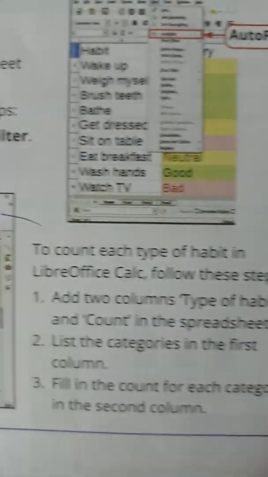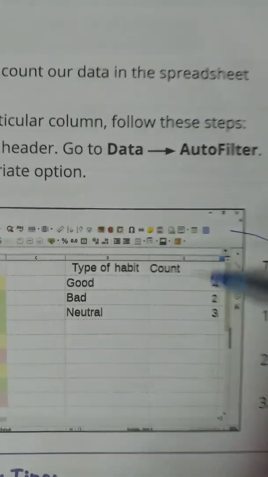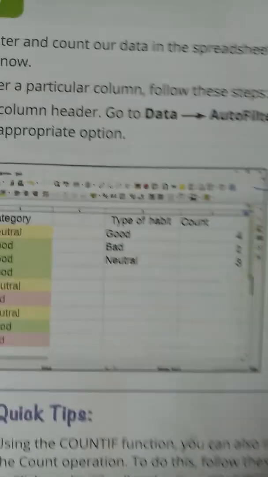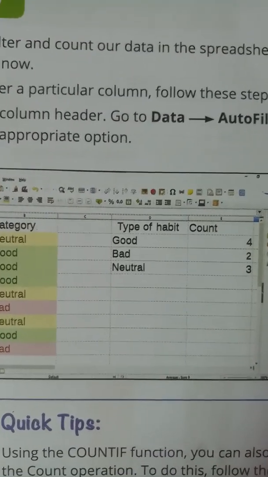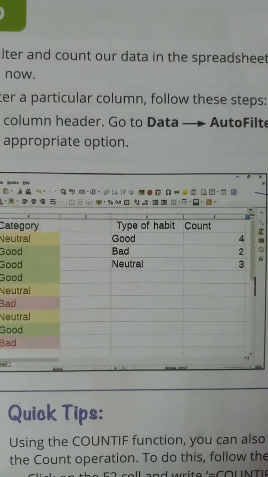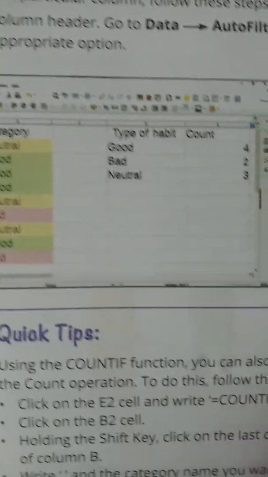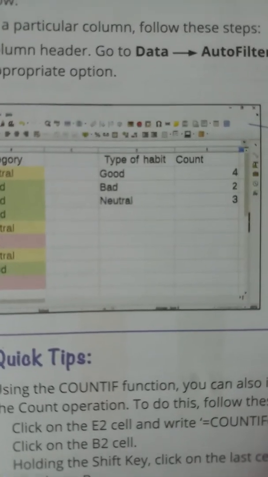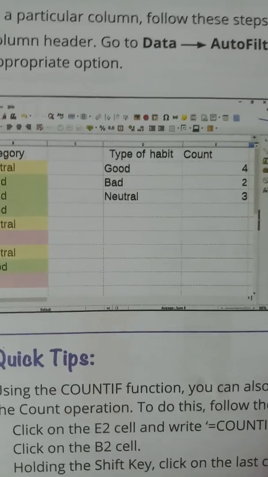Fill in the second column for each category. So we need to count the good habits, bad habits, and neutral habits. This is a manual calculation. The computer also has the ability to calculate and can count the good and bad habits. How is it possible? By using the COUNTIF function.